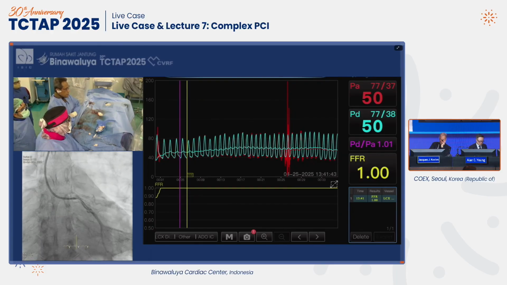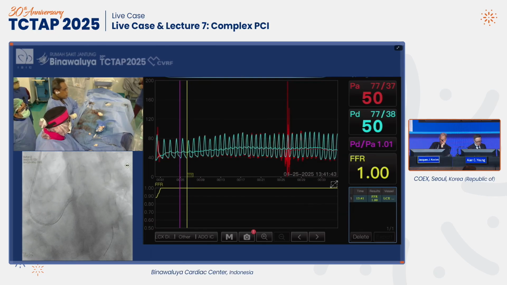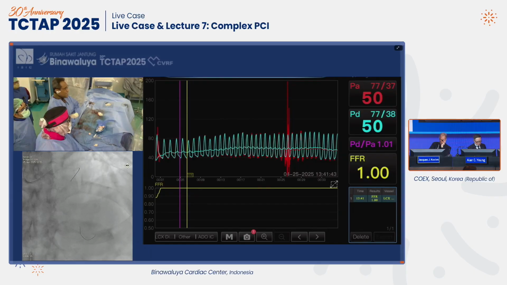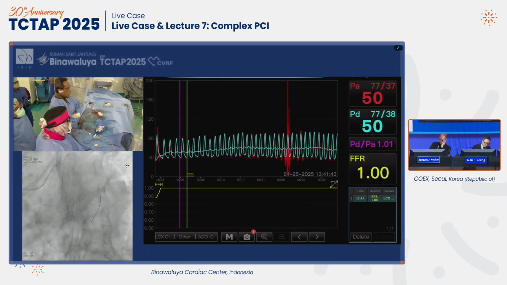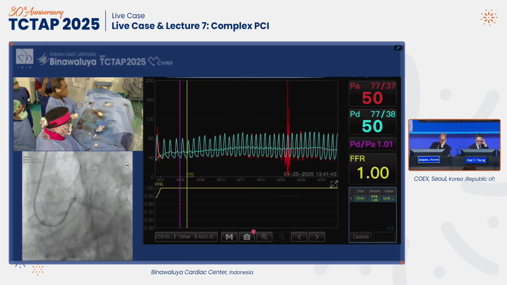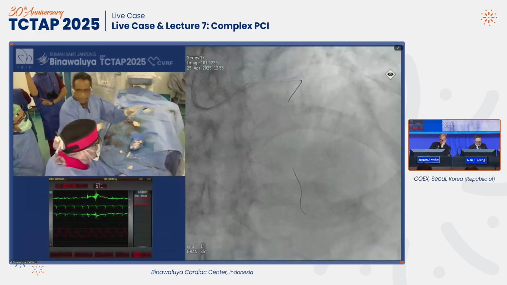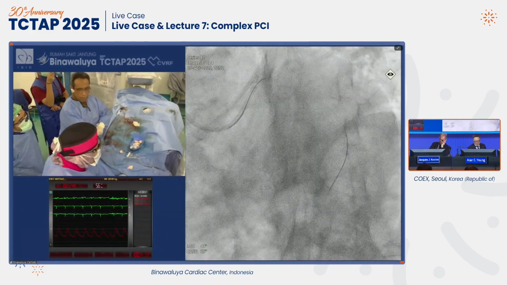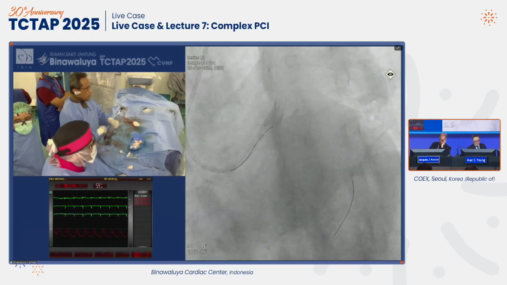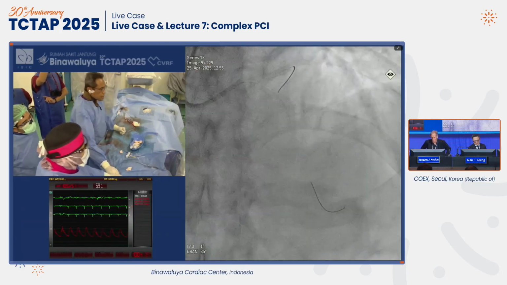So next, please. Wiring the LAD is quite challenging, but finally we successfully put the wire to the distal LAD. Next. Can we see the full screen on the angio? We still see the FFR screen. Yeah, got it. That's the FFR. So again, next.